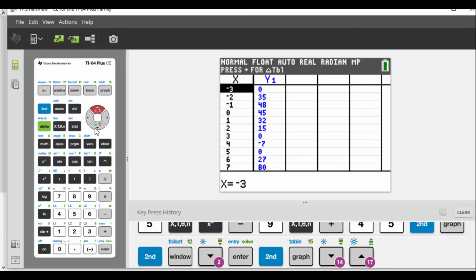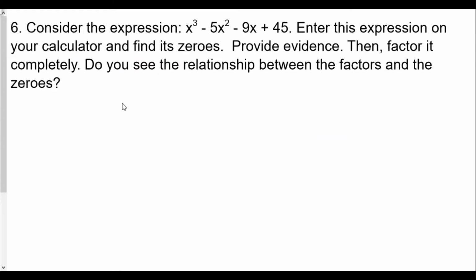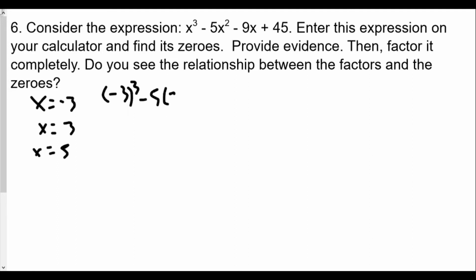So what we do to show evidence in this case is the following. To provide evidence, we can plug in those values. So we found our values: x is equal to negative 3, x is equal to positive 3, and x equals 5. And so what we can do is plug them in here. So we can plug in negative 3 to the third minus 5 times negative 3 squared minus 9 times negative 3 plus 45, and we hope we get 0, right?